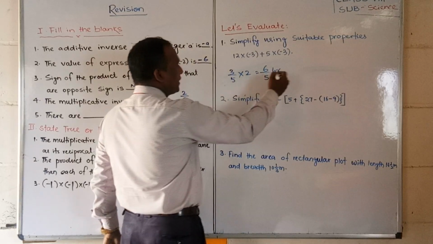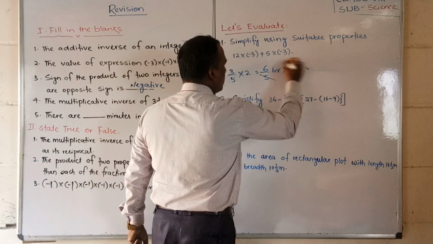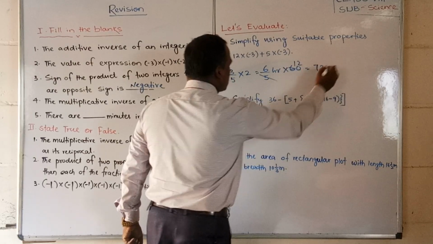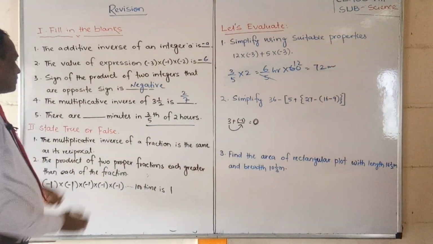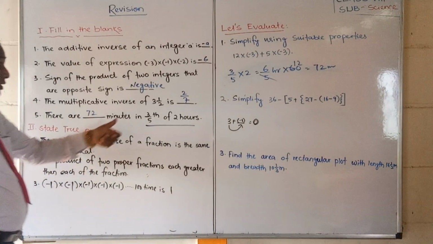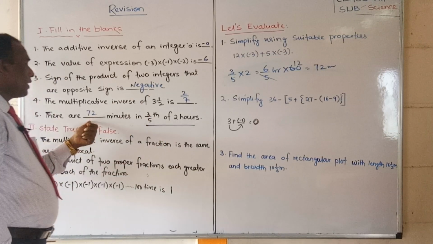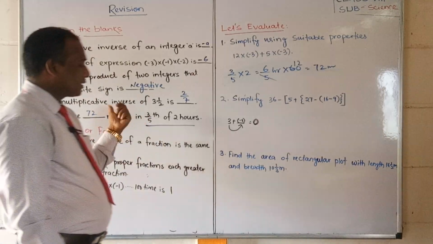If you convert into minutes, you will multiply by 60. 6 times 12 is 72 minutes. So we can get that the answer is 72 minutes. Did you understand, friends? Whenever it is 3 by 5th of 2 hours, we have to find this, then multiply with 60. Then we will get the answer.